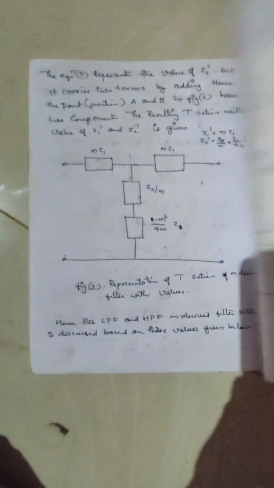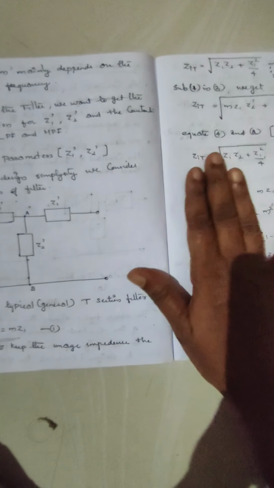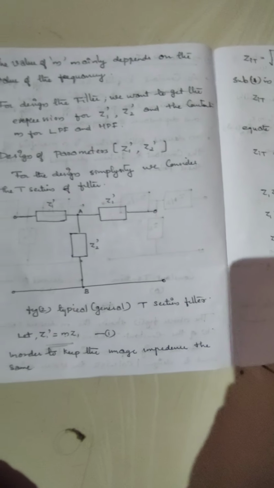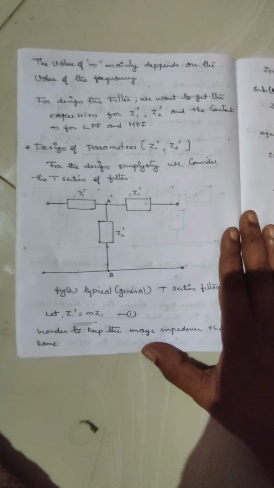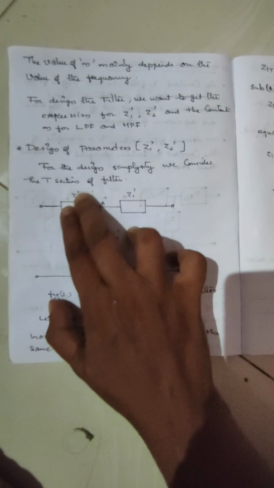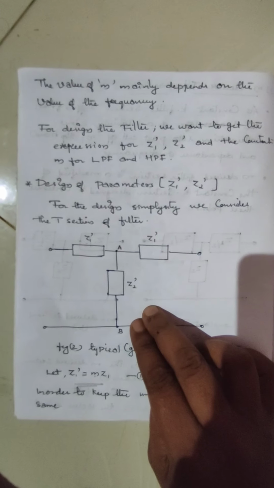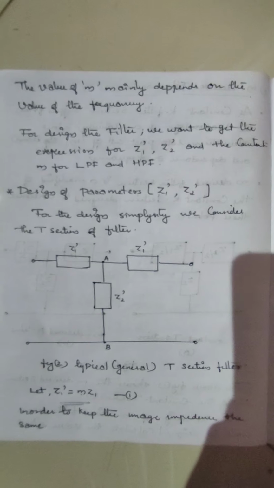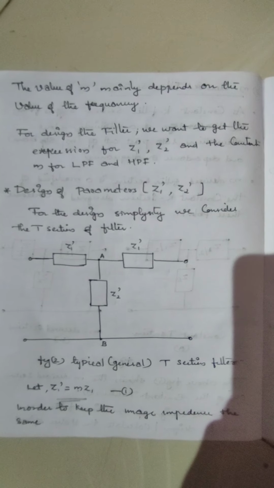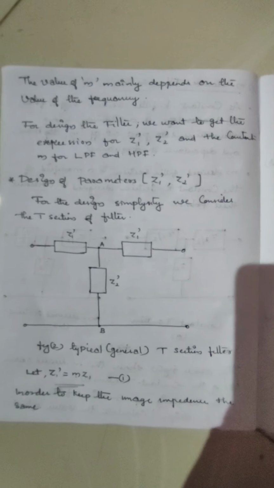So this m derived filter section we used because these k section filters have a slow attenuation rate. That's why we are using this m derived filter section. Within this m derived filter section we mainly design new values for z1 dash and z2 dash, which we get by the expression.